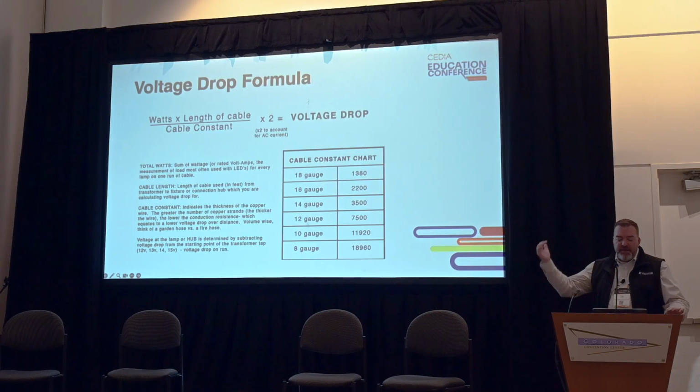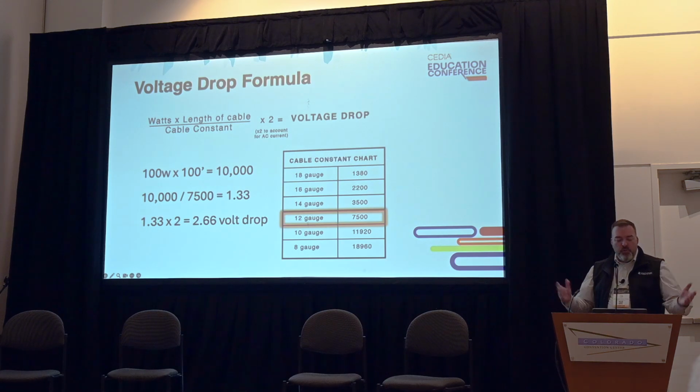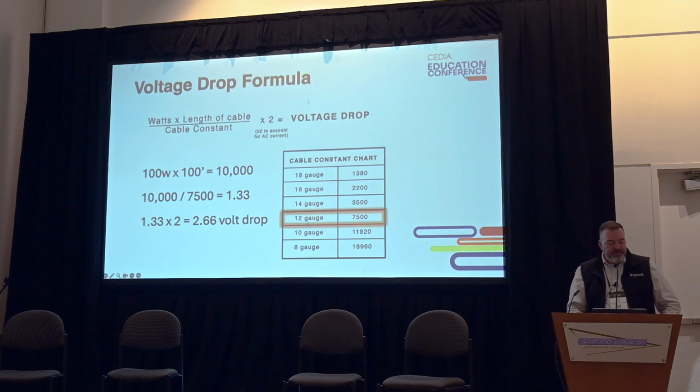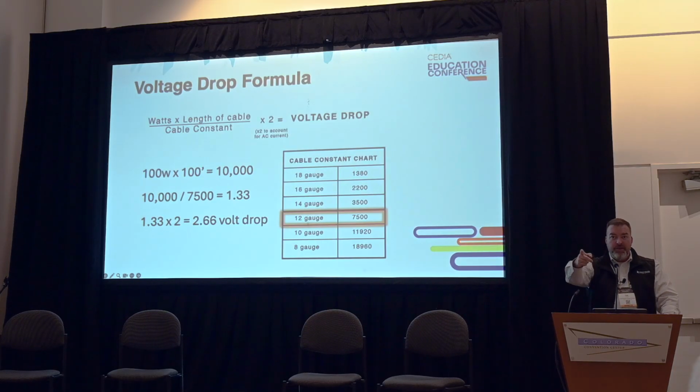Each manufacturer lists these out. So if we wanted to look at one example, say we had 100 watts of fixtures 100 feet away from that power center, we take that formula, watts times length: 100 watts times 100 feet gives you 10,000. You divide that 10,000 by the cable constant for 12 gauge, 7,500. That gives you a voltage drop of 1.33, but because this is AC current, coming out and back, we have to multiply that by 2, so that gives us a 2.66 volt drop.